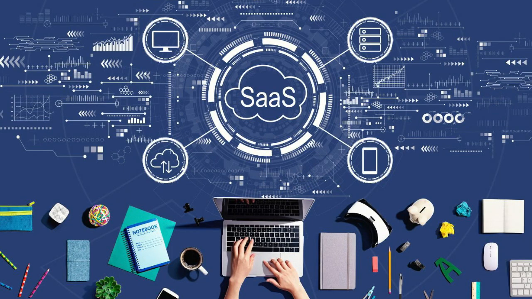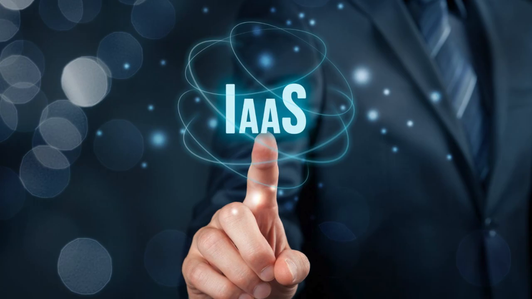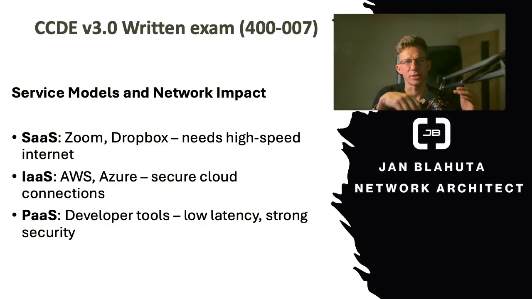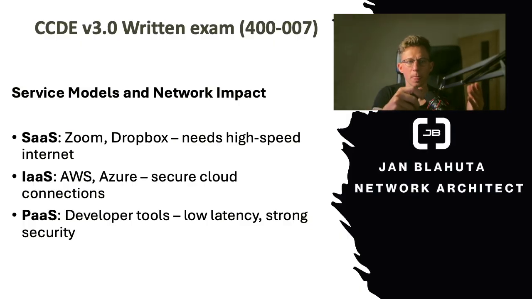Let's switch gears to service models. These affect how your apps are delivered. Software as a service. Think Zoom or Dropbox. These run entirely over the internet, so your network needs fast, dependable access. Infrastructure as a service. Platforms like AWS or Azure provide servers and storage. That means you will need secure, scalable cloud connections. Platform as a service. Perfect for developers building and launching apps. Low latency and strong security are key here. Knowing these models helps you shape a network that truly fits your business.